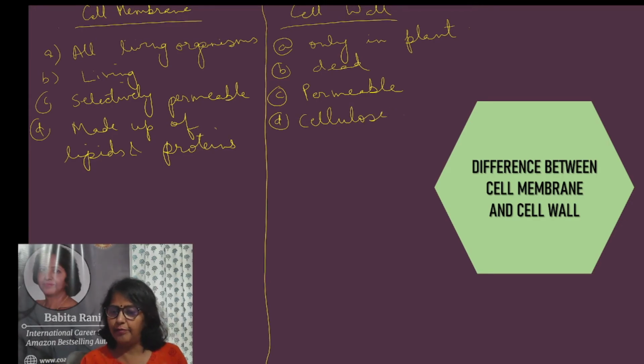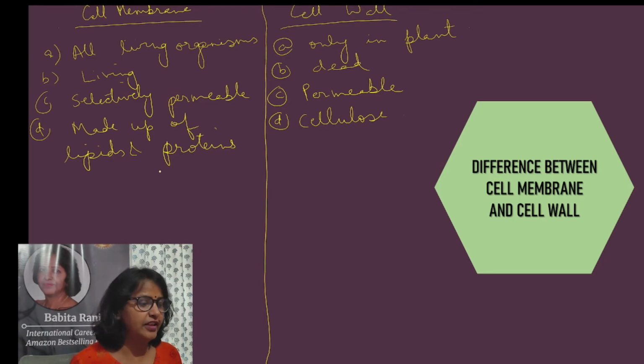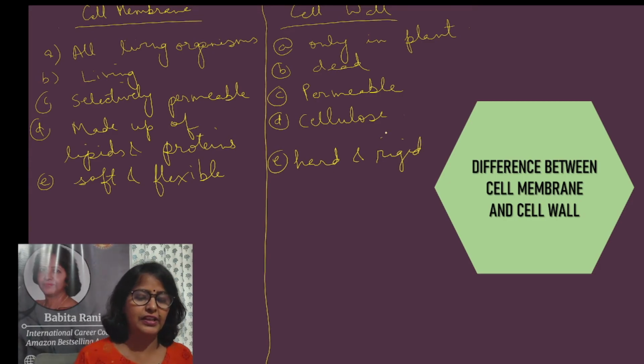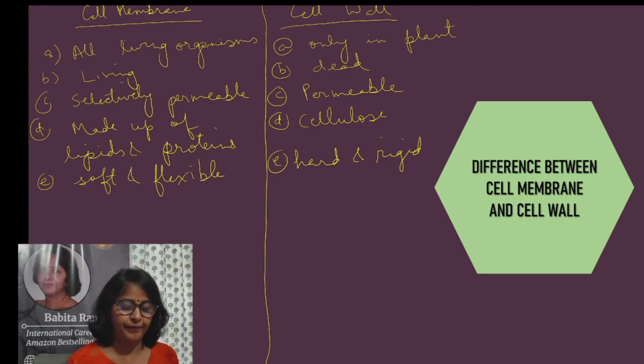So these are the basic differences between the two. If we consider the rigidity, we can write that also. This is soft and flexible, and this is hard and rigid, right? So these are differences between cell wall and cell membrane.